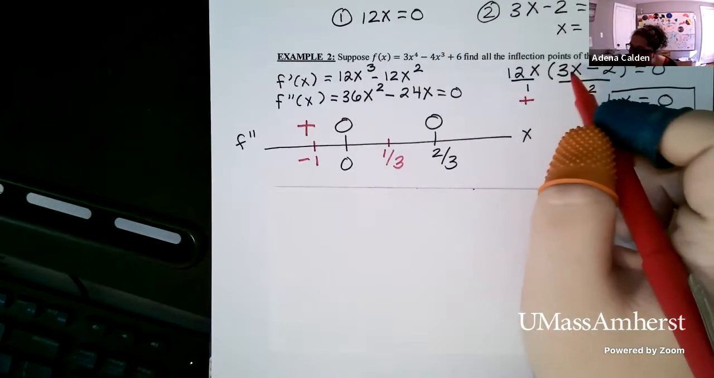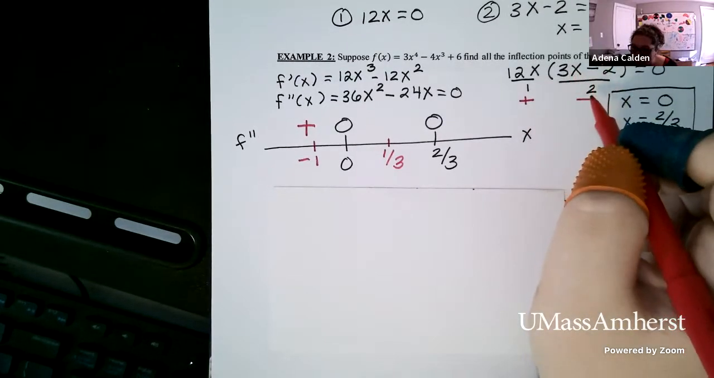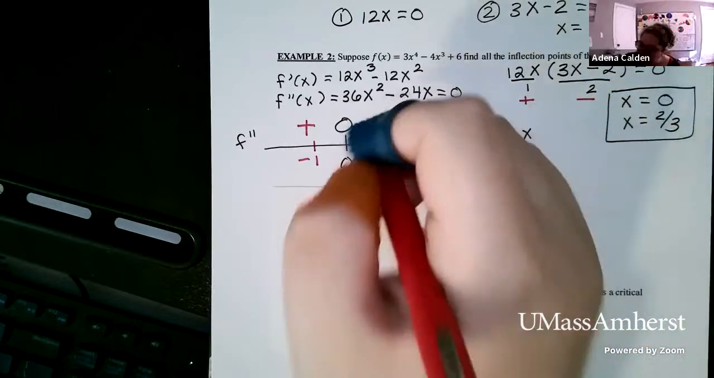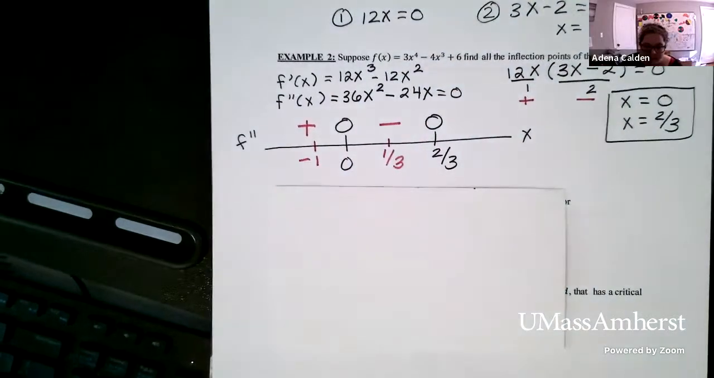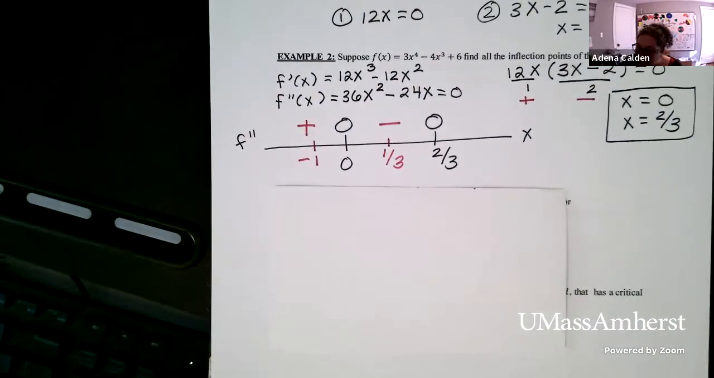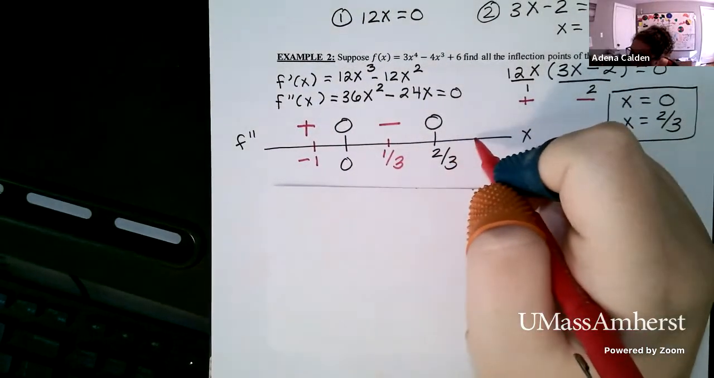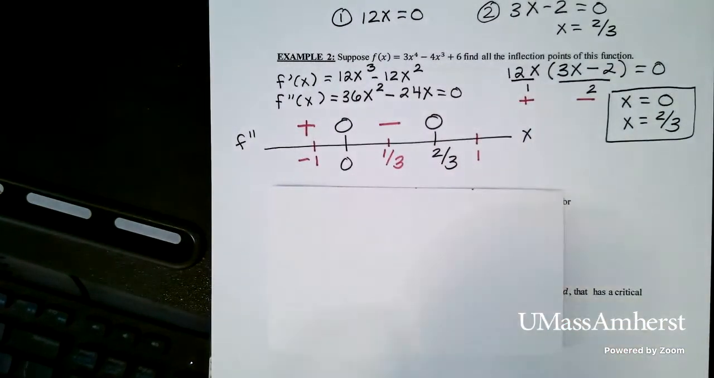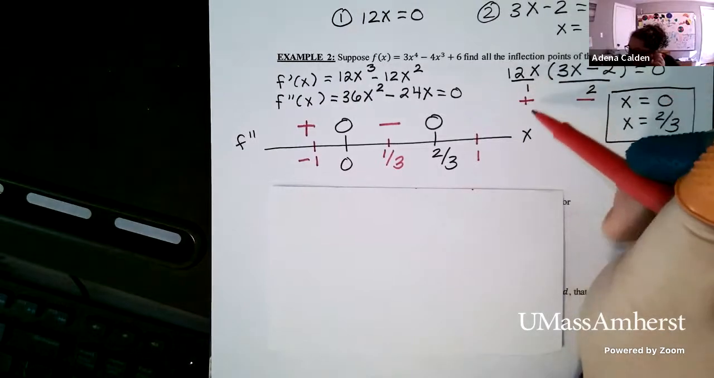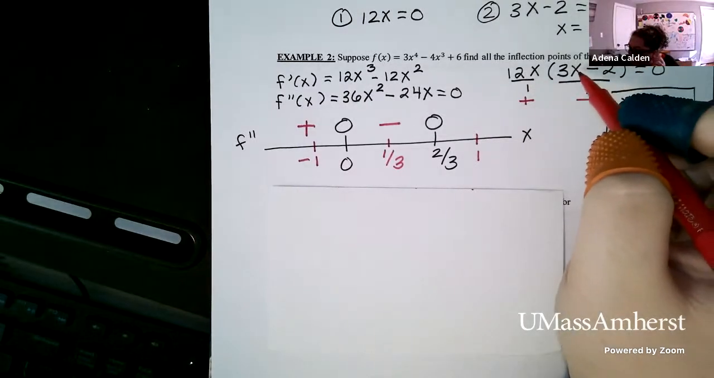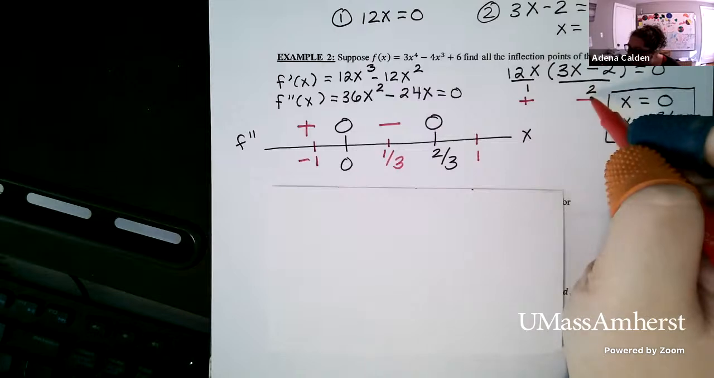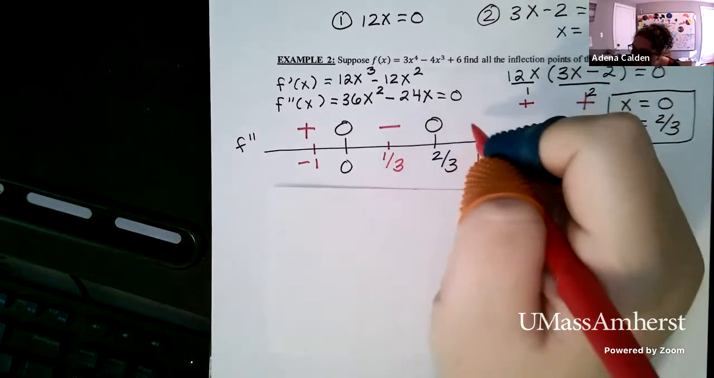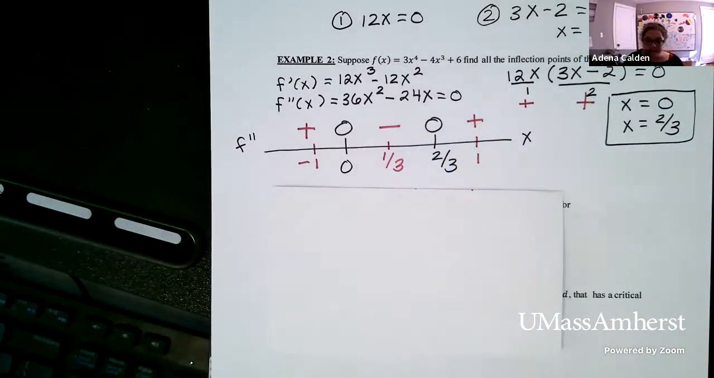1/3 times 3 is just 1. 1 minus 2 is -1. So that stays negative. So positive times negative is negative. And then again, I'm going to pick something to the right of 2/3. So I'm going to pick 1. If I plug in a 1 into 12x, that's positive. If I plug in a 1 here, 3 times 1 minus 2, also positive. Positive times positive is positive.